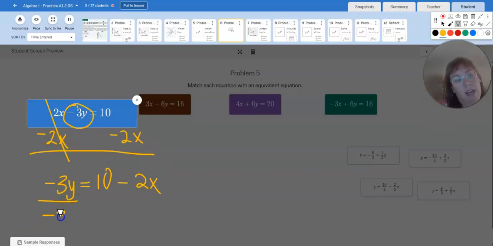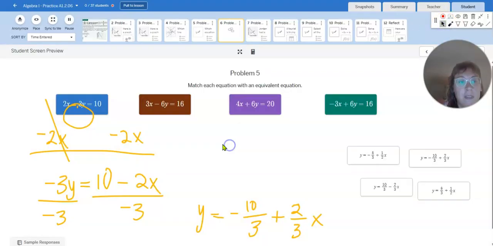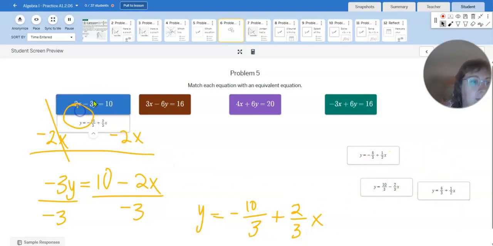Then we're going to divide everything by negative 3. And we get y equals 10 divided by negative 3 is a negative 10 over 3. Negative 2 divided by negative 3 is a positive 2/3 x. So be careful here when you have two negatives. If you're dividing, it becomes positive. So our equation is here.